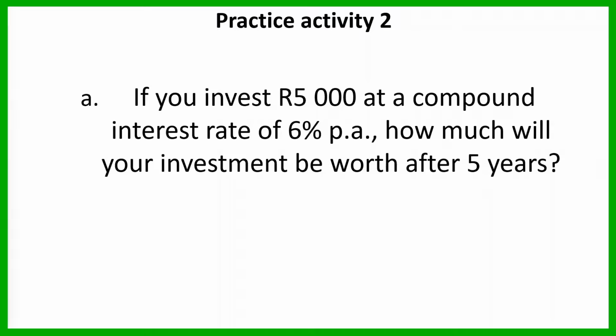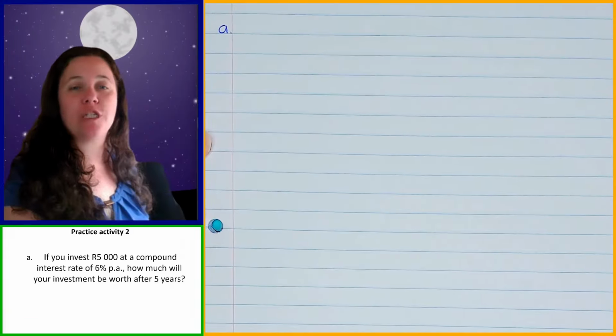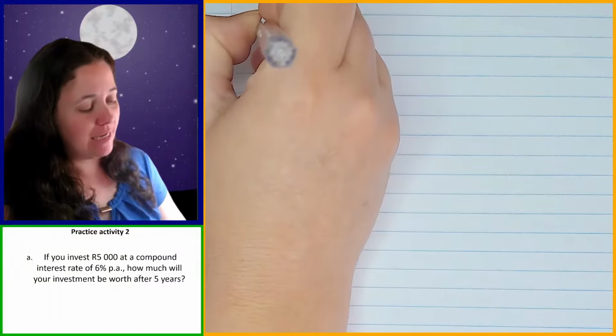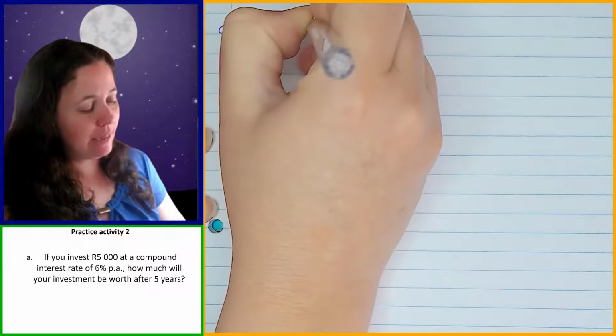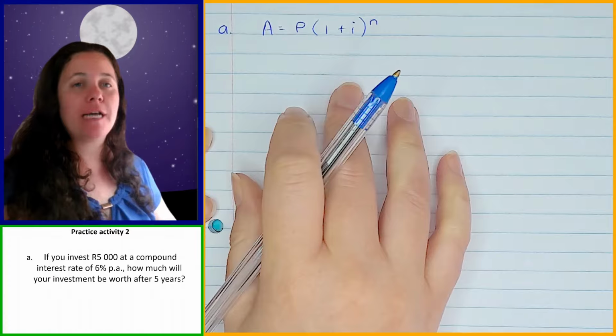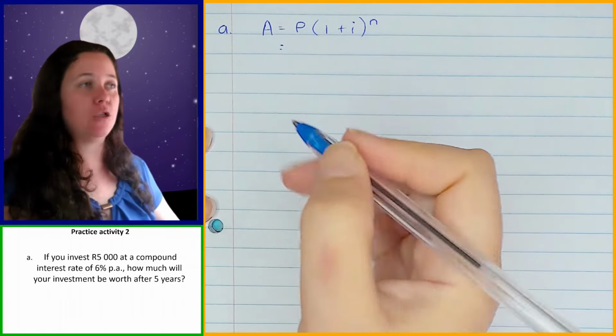Okay, let's go through that question quickly. The first thing you have to do when you're going to do a question like this is write down the formula. So the formula for compound interest is A equals P, and then in brackets 1 plus I to the power of n. Please make sure that you do write down the formula before you start doing the calculation.